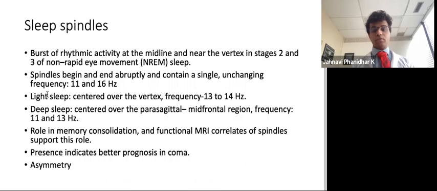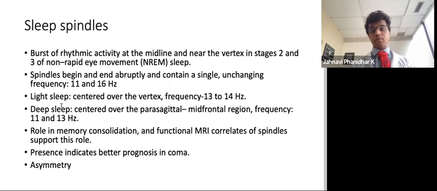We will go through some EEG patterns that relate to sleep. They are the sleep spindles. They are a burst of rhythmic activity at the midline and near the vertex, and commonly seen in non-REM stage 2 and stage 3 sleep. They usually have a frequency of 11 to 16 Hz, and they begin and end abruptly, like a burst.